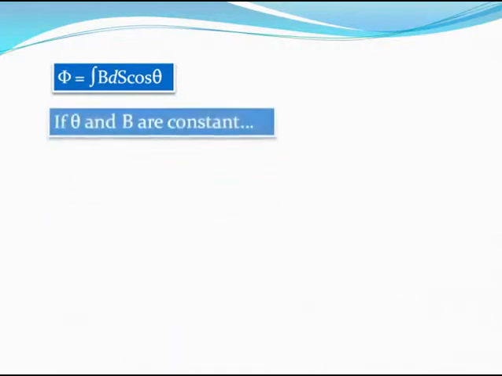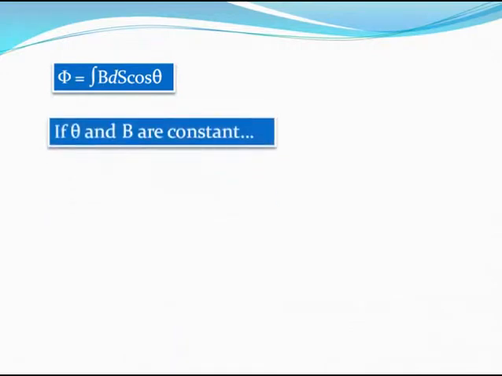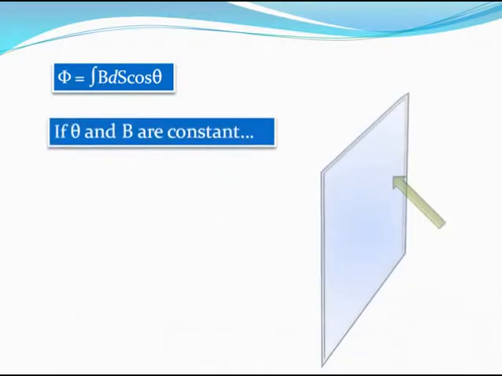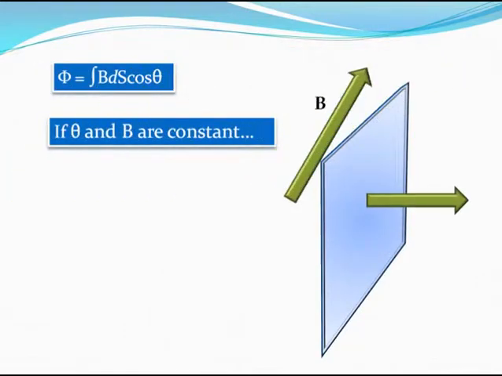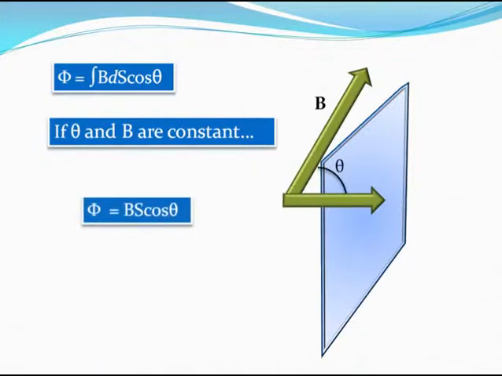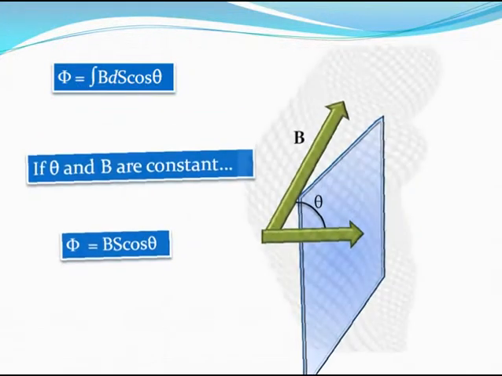Now, when you have to calculate the flux φ, the general formula you can use is the integral of B dS cos θ. That is obvious because B dot dS is B dS cos θ. If θ and B are both constant, in that case, you can simply say flux is B S cos θ, isn't it? θ here is the angle between the area vector and the magnetic field vector. Understood? So φ is B S cos θ.